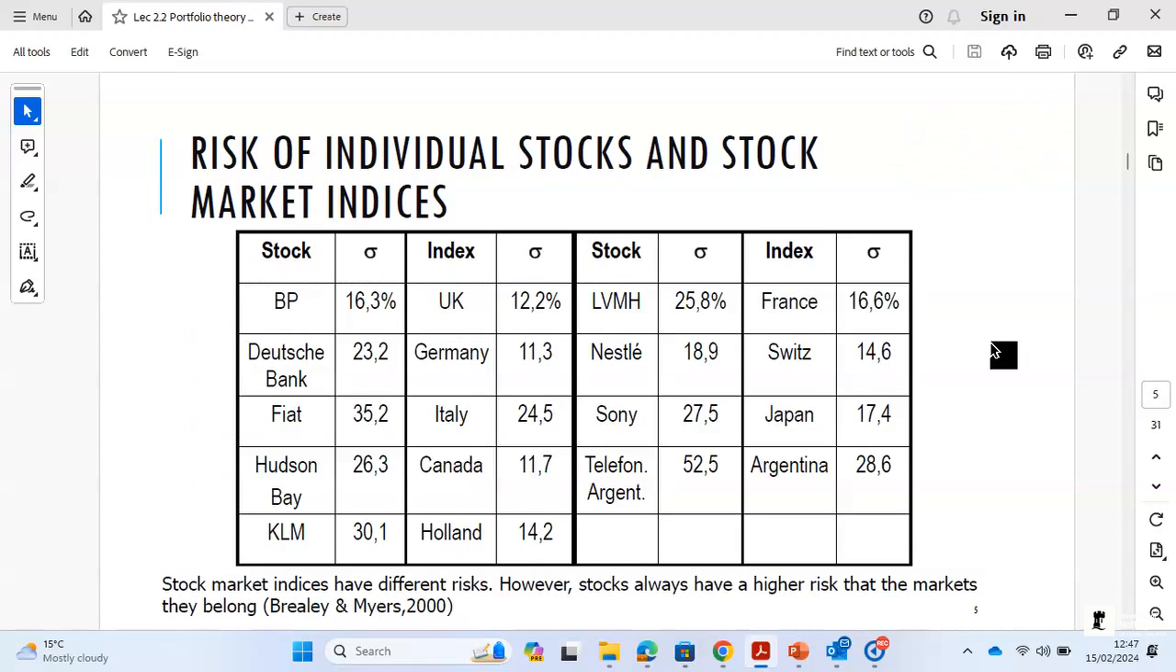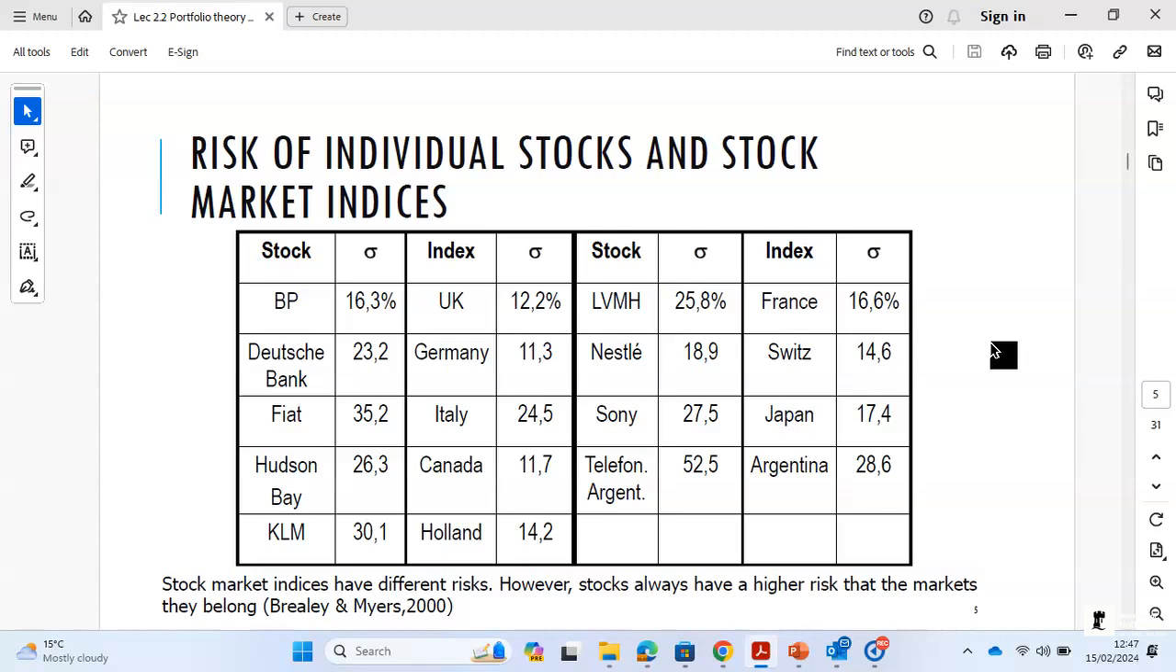Okay, so the key benefit of diversification, as we already know now, is risk reduction. Why do you want to diversify? Because you want to reduce the risk. Is there some evidence that suggests that diversification reduces risk? Okay, so what do we have here on this slide? We have risk of individual stocks and the stock market indices. So we have different stocks from different markets. Okay. So we'll look at the risk of an individual stock relative to the index in the same market.